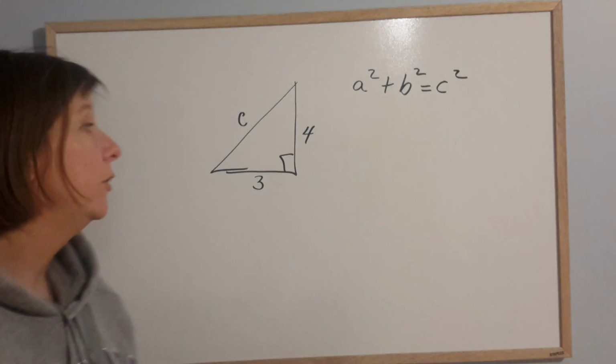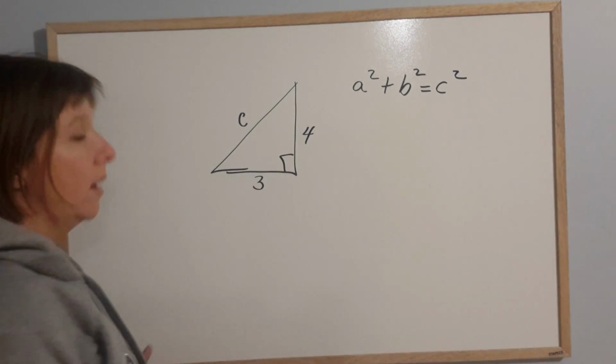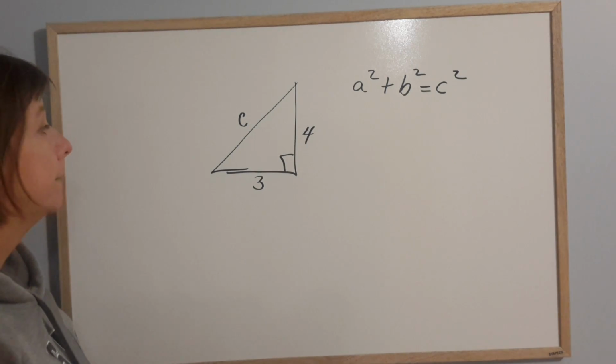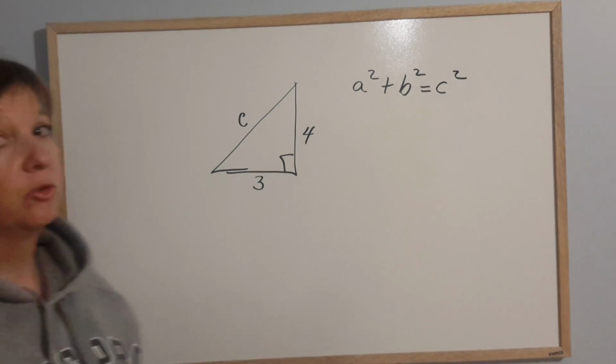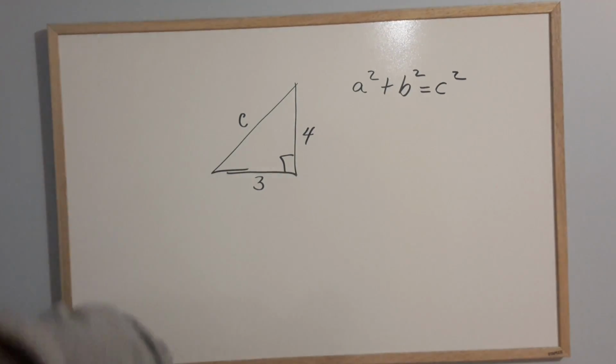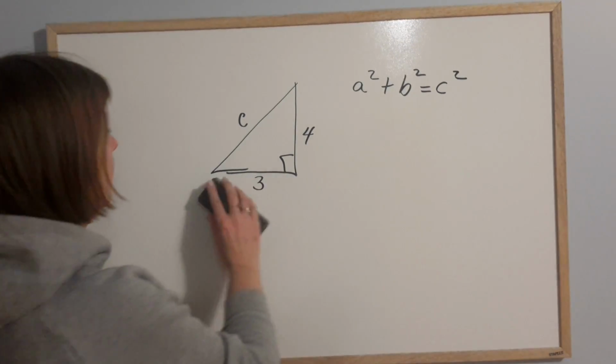But what if you want to know an angle? Or what if you want to know a missing side, but you only know one side and not two sides? That's where trig comes in.